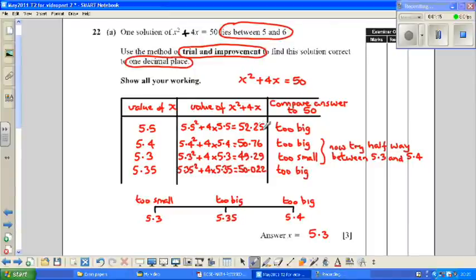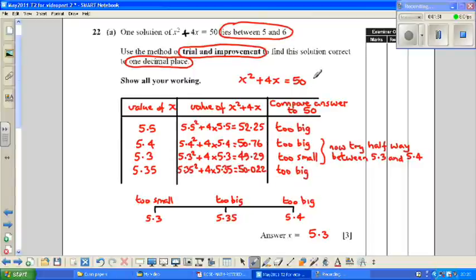So in other words, our answer here is too big. So what are we going to do? We're going to adjust our guess next time. Instead of 5.5, we'll try a smaller number, because the last answer was too big. This time we'll try 5.4. So we're going to substitute 5.4 instead of x in our equation this time, so x squared becomes 5.4 squared, plus 4x becomes 4 times 5.4, and when you key that into your calculator you get 50.76.